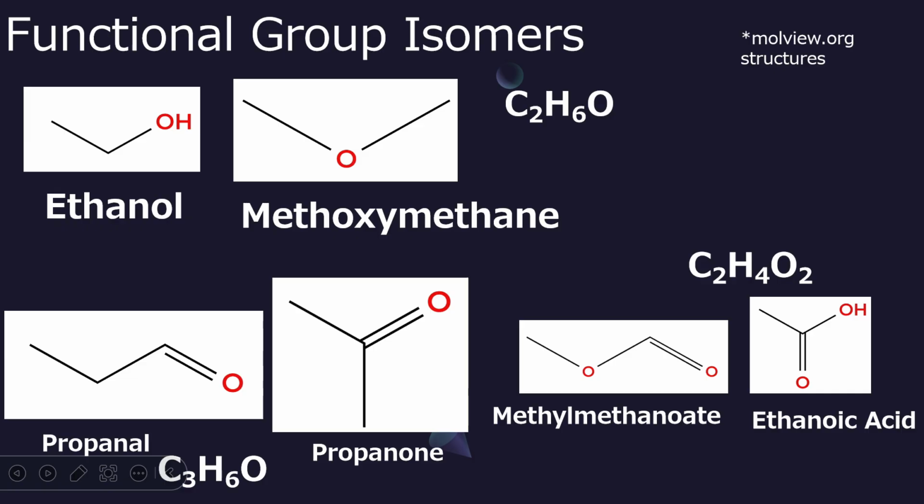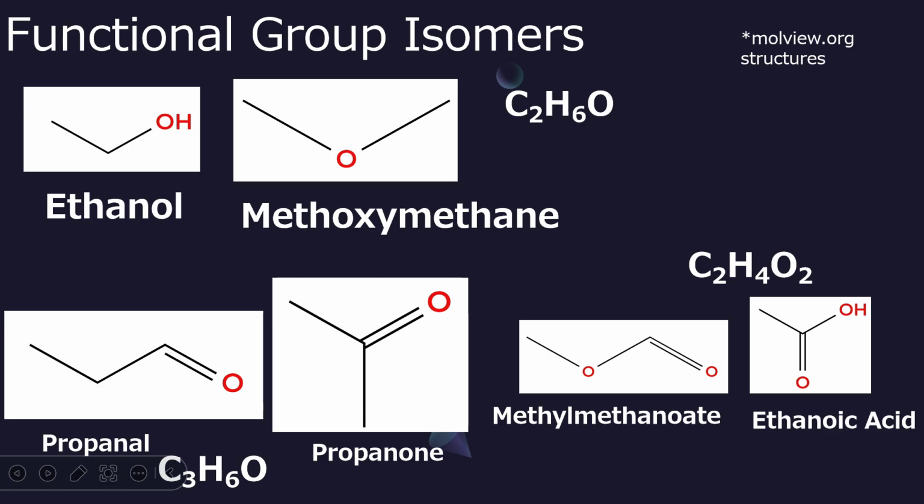And then on the right, methyl methanoate, CH3O, C double bond O, has the same chemical formula as ethanoic acid, carboxylic acid, CH3, C double bond O, OH, C2H4O2. Again, these have different chemical properties, different types of bonds. Ethanoic acid has the OH group, methyl methanoate does not.